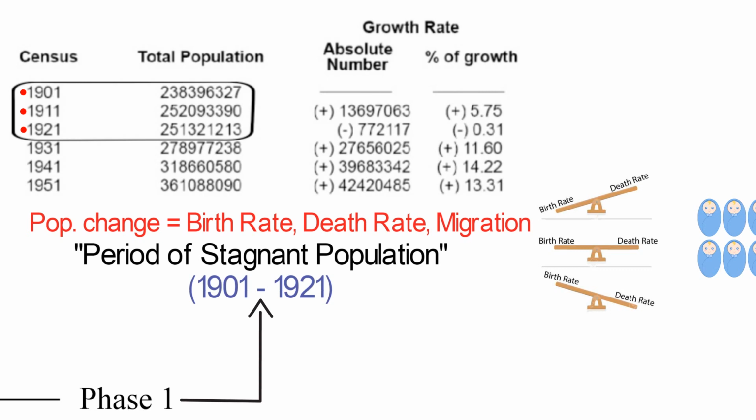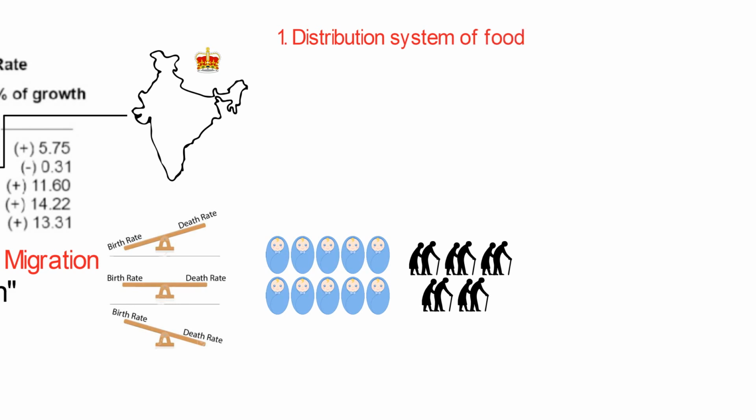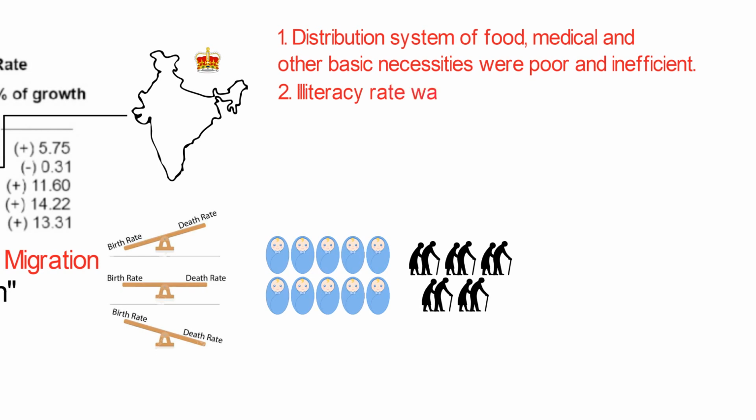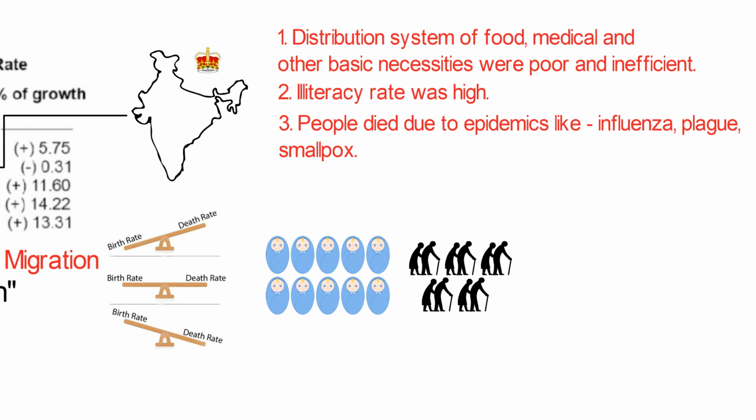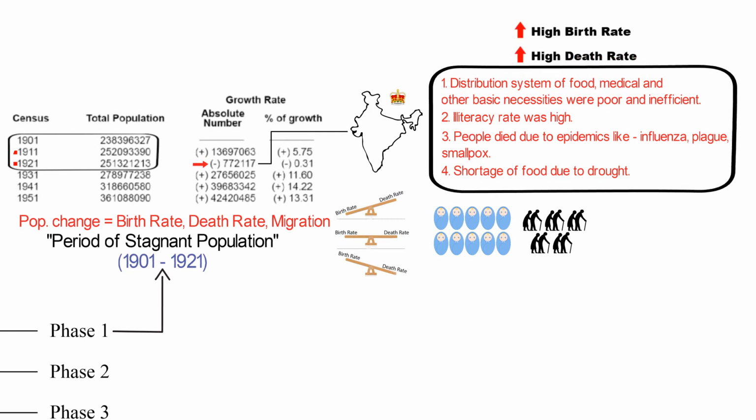That means the birth rate was high. However, the death rate was high too. There are some solid reasons behind that time's high birth rate and high death rate. At that time, India was under the British rule. The distribution system of food, medical, and other basic necessities were poor and inefficient. Then the illiteracy rate was high. People died due to epidemics like influenza, plague, smallpox. India also faced shortage of food due to drought. So all these factors were responsible for high birth rate as well as high death rate. And that led to the stagnation of the population.